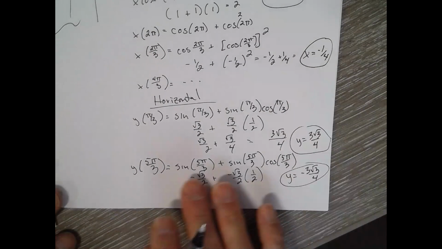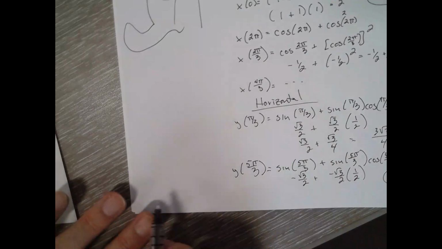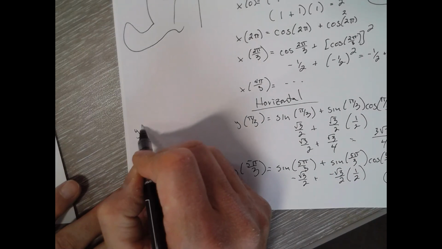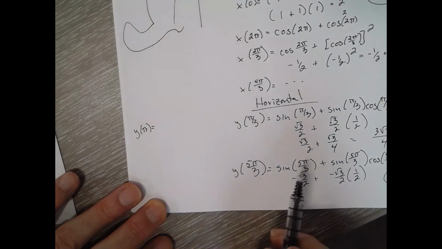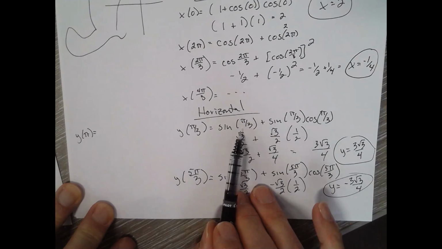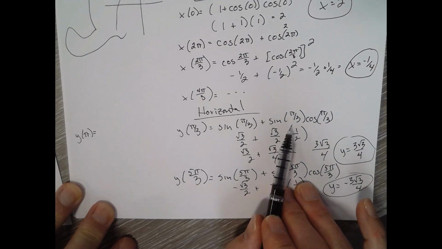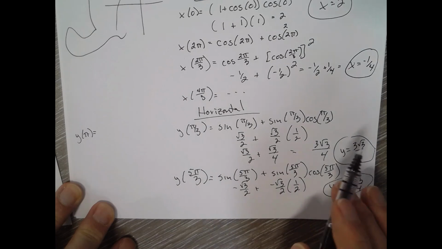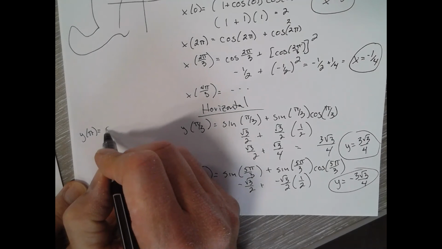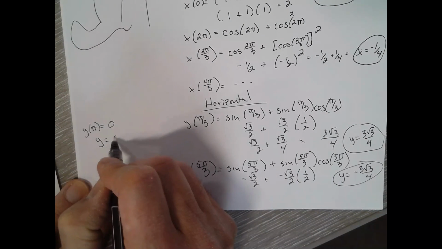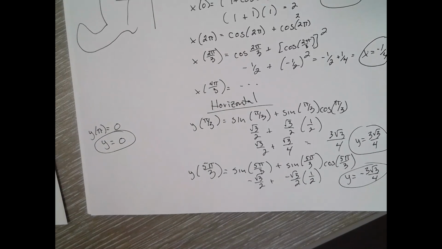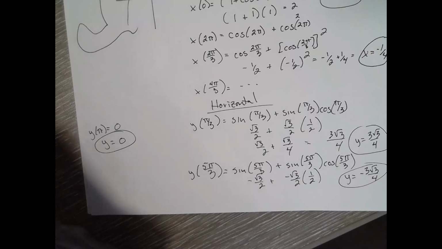And our last one is at pi, so y of pi gives you the sine of pi, which is 0, plus the sine of pi, which is 0, times whatever the cosine, so we end up getting 0. So y equals 0 is my last horizontal tangent. And I hope I did all that right.